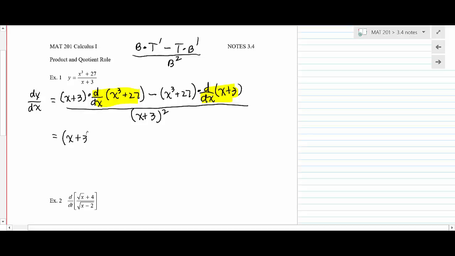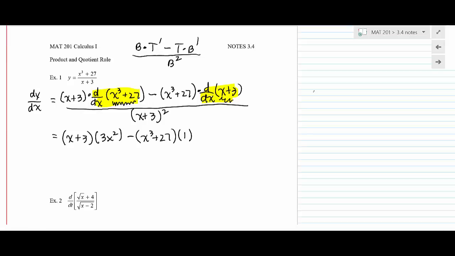So that's x plus 3. What's the derivative of x to the third plus 27? 3x squared. Okay, that's good. Then you got the minus x to the third plus 27. Okay, what's the derivative of x plus 3? It's 1. Right? The derivative of x plus 3 is 1, right? I always ask that because students, a lot of times, that's the easiest one, but they don't get it.